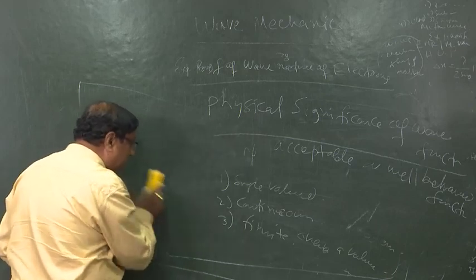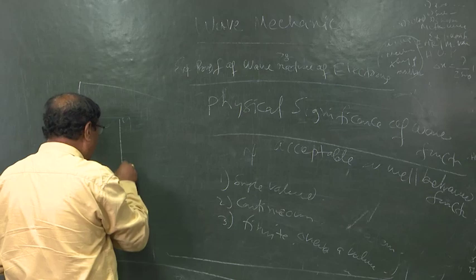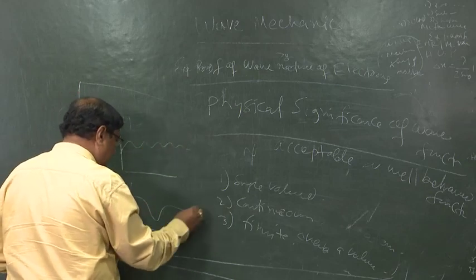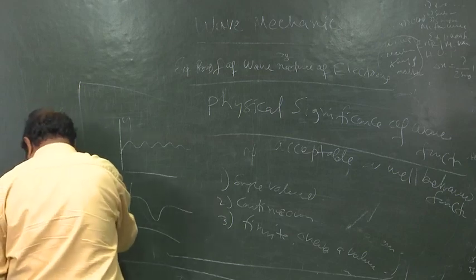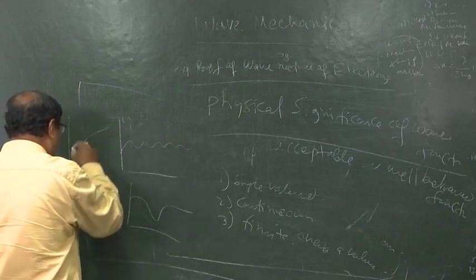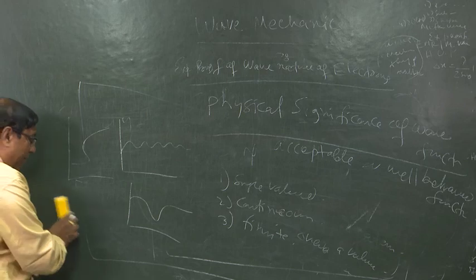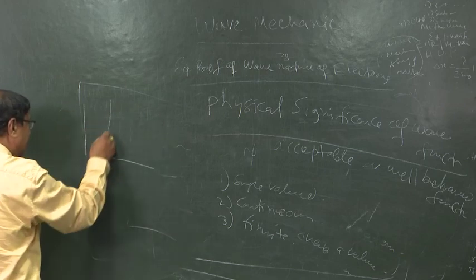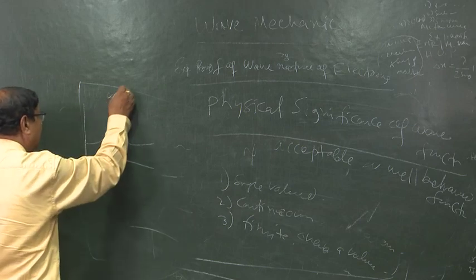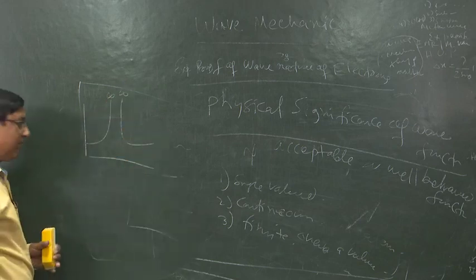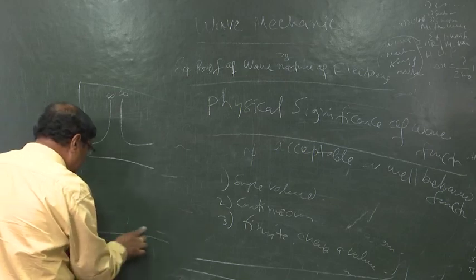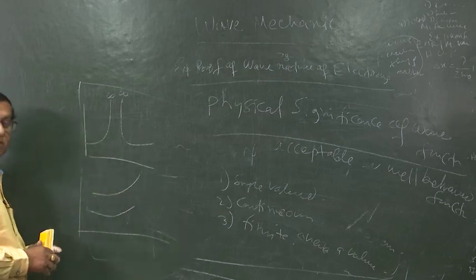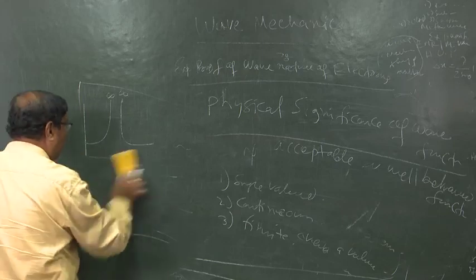Second, it must be continuous, that means the wave function must be continuous like this, or like this, or like this. It must be continuous, the wave function should not be discontinuous. If it goes like this to infinity, this is not acceptable. If the wave function is like this, then this will not be acceptable. So, it must be continuous.